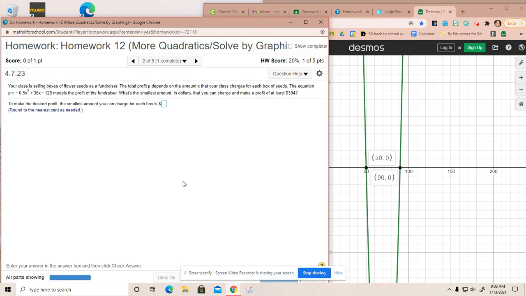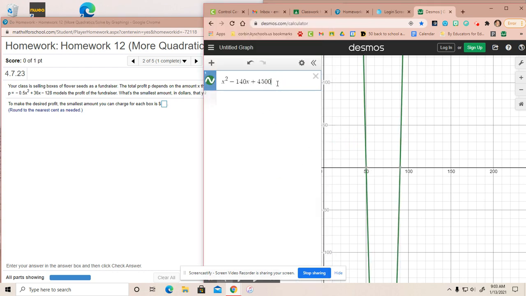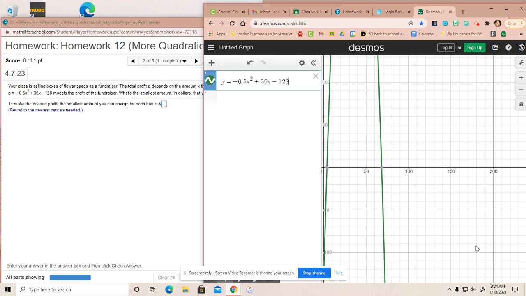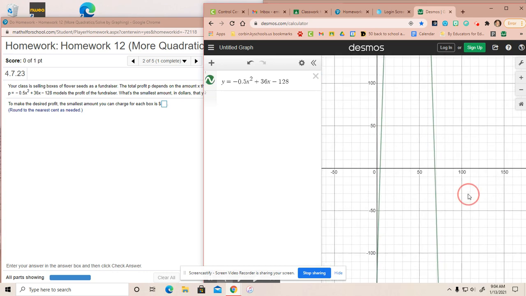Okay. All right, the next one, your class is selling a box of flower seeds as a fundraiser. The total profit depends on the amount x. What we need is that equation. So instead of P, we're just going to use y equals, or you can leave it out. It doesn't matter. But negative 0.5x squared plus 36x minus 128.